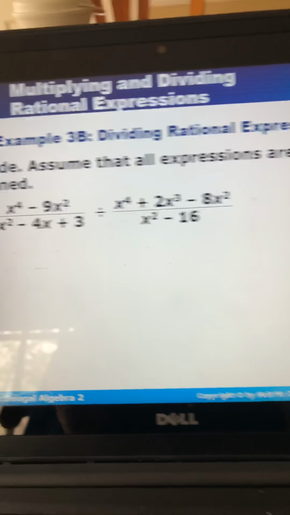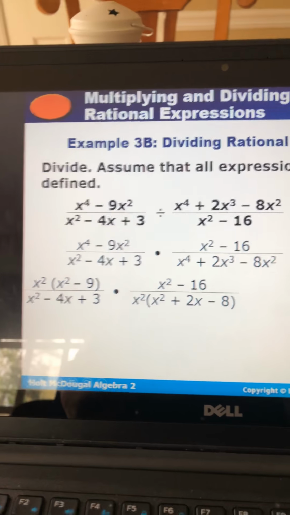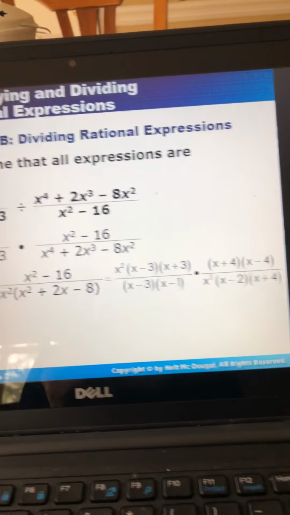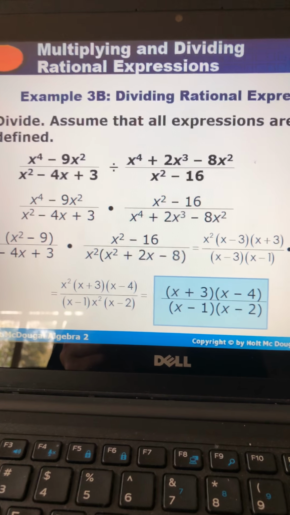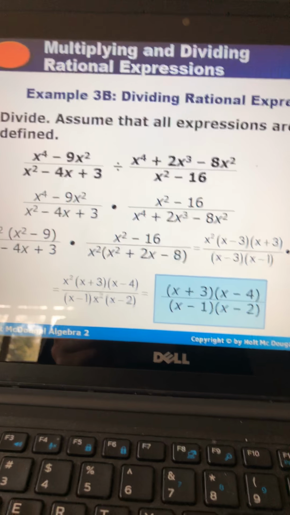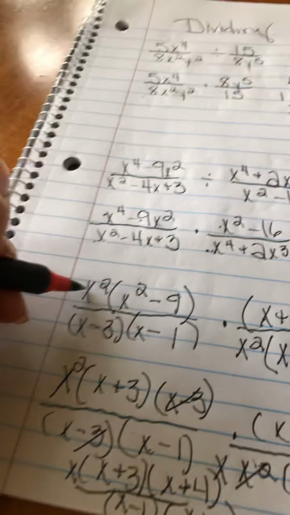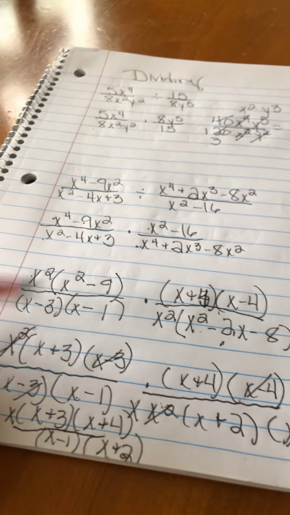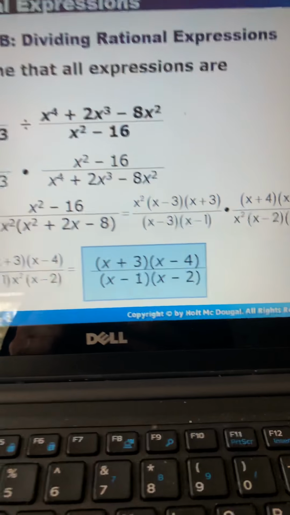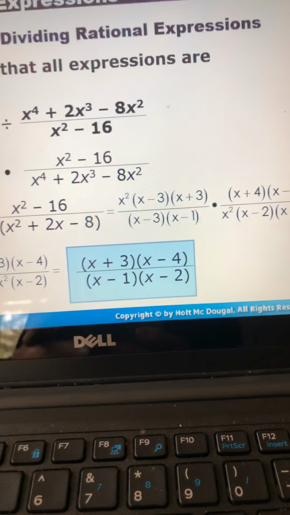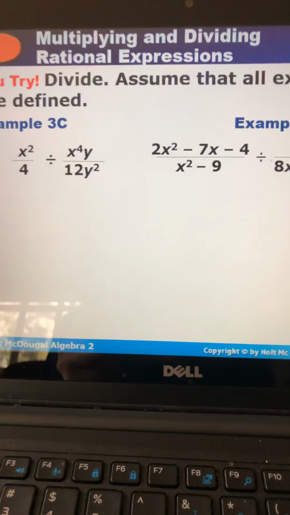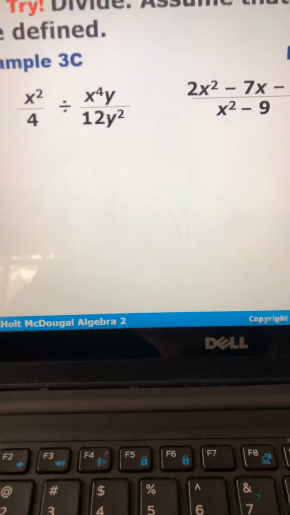And that's going to be your answer. So now I'm just going to click through this so you can see it. Okay, so we see here that our answer is, now I made a mistake here. That was supposed to be an x squared and I didn't write it here, so actually it completely factored out, so there is no x. So your answer is x plus 3, x minus 4 over x minus 1 and x minus 2. So there you go. Okay, so now you try.